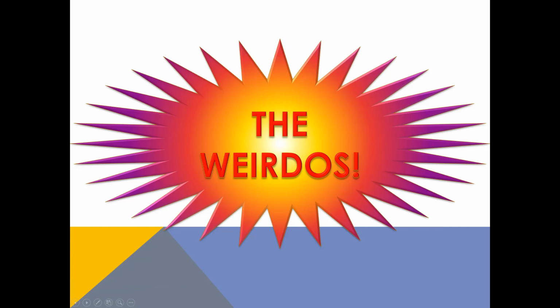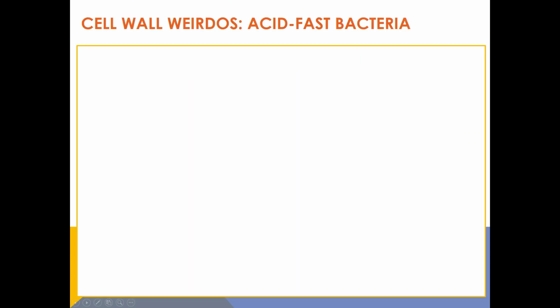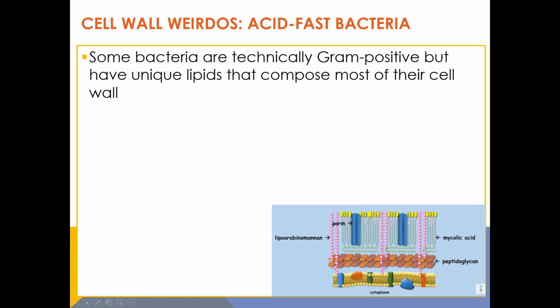Okay, there's always a weirdo, right? And in this case, there's a few of them. I mentioned that gram stain divides almost all bacteria into two groups, gram-positive and gram-negative. But of course, there have to be a few weirdos. Starting with acid-fast bacteria. Acid-fast bacteria are technically sort of gram-positive because they have a thick layer of peptidoglycan and no outer membrane, but instead they have a very thick layer of what's called mycolic acid. Mycolic acid on the outside of that peptidoglycan. And that's a lipid. That mycolic acid is a waxy lipid.